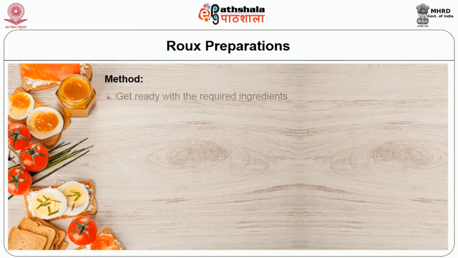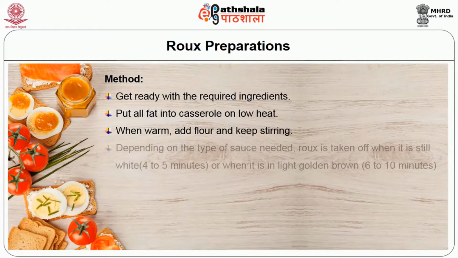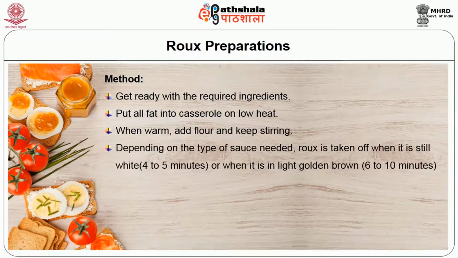Coming to the method of preparation, first get ready with the required ingredients. Put all the fat into a casserole on a low heat. When it is warm, add flour little by little and keep stirring. Depending on the type of sauce needed, the roux is taken off while it is still white in color.